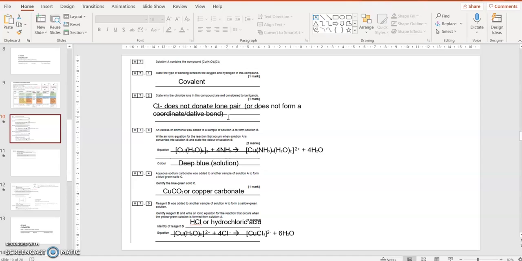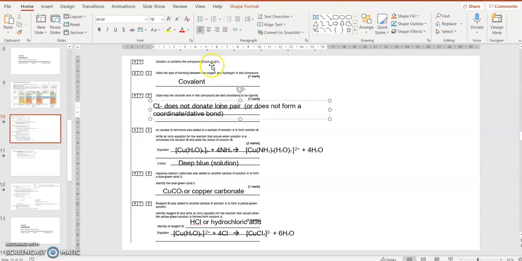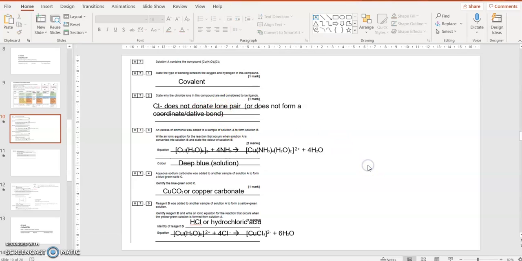Why are the chloride ions in this compound not considered to be ligands? Because they're outside of the complex. The ligands coordinately bond with the copper, but that will form a 2+ ion, and the 2 Cl minuses will be attracted to that. But the Cl minuses are not ligands. It's got 6 water ligands around it, which are forming coordinate bonds, but the Cl minuses are not. They will just be dissolved probably in the solution. They don't form coordinate or dative bonds. They don't donate lone pairs of electrons. They're not ligands because they're not forming coordinate bonds.